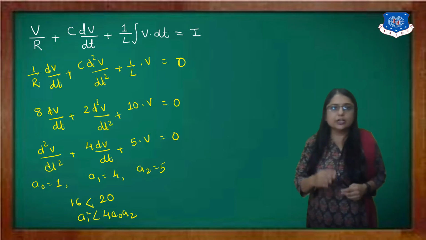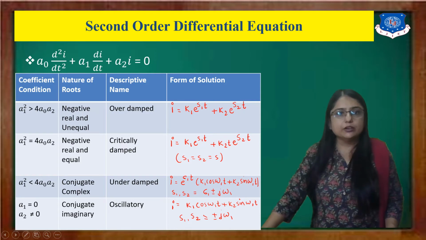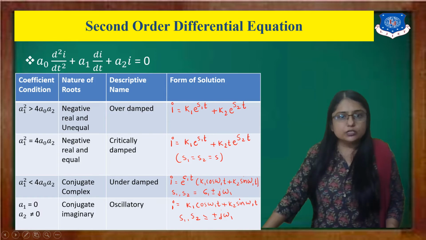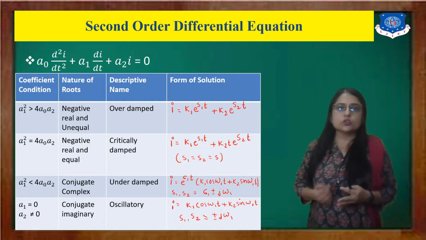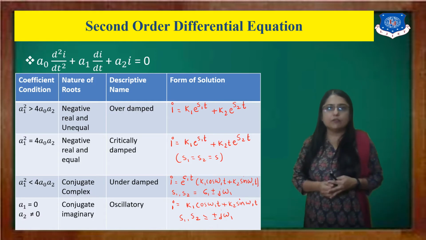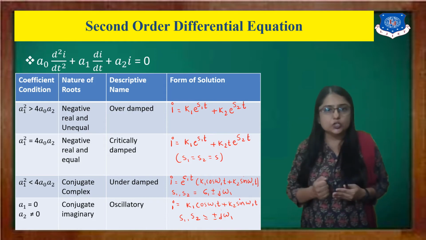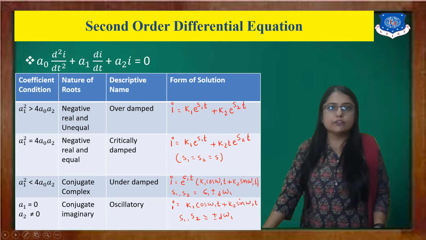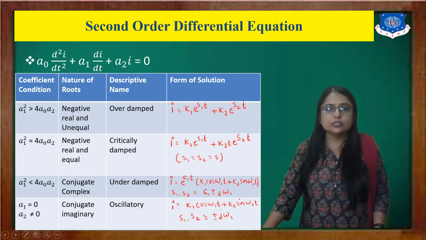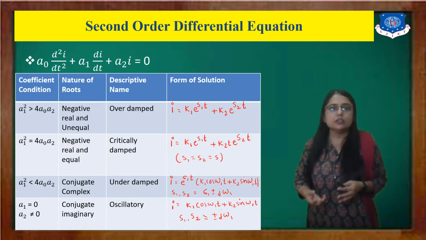Now after that you just remember our table. That is this table. See here this table. Here A1 square is less than 4 A0 A2. Then what is the solution? That is I equals e raised to sigma 1 t times k1 cos omega 1 t plus k2 sin omega 1 t. And S1 and S2 is what? It's sigma 1 plus or minus j into omega 1. And here see, when you find out the roots of that differential equation, that is definitely the imaginary term. Right? The roots are complex. In that you have some imaginary term.